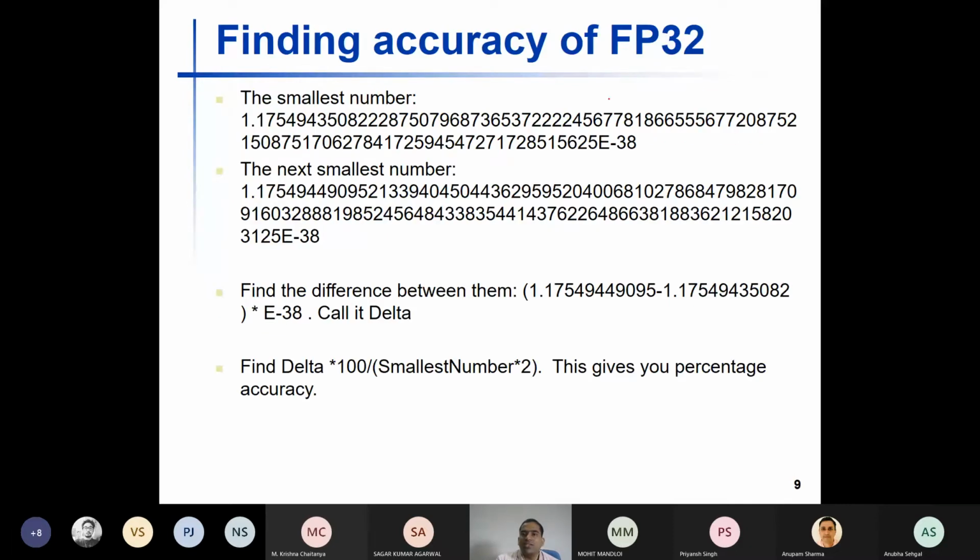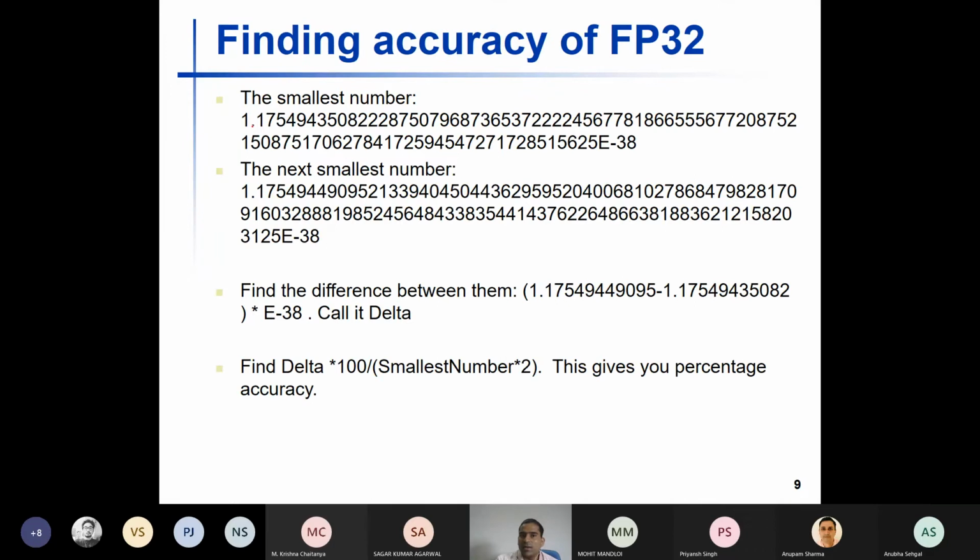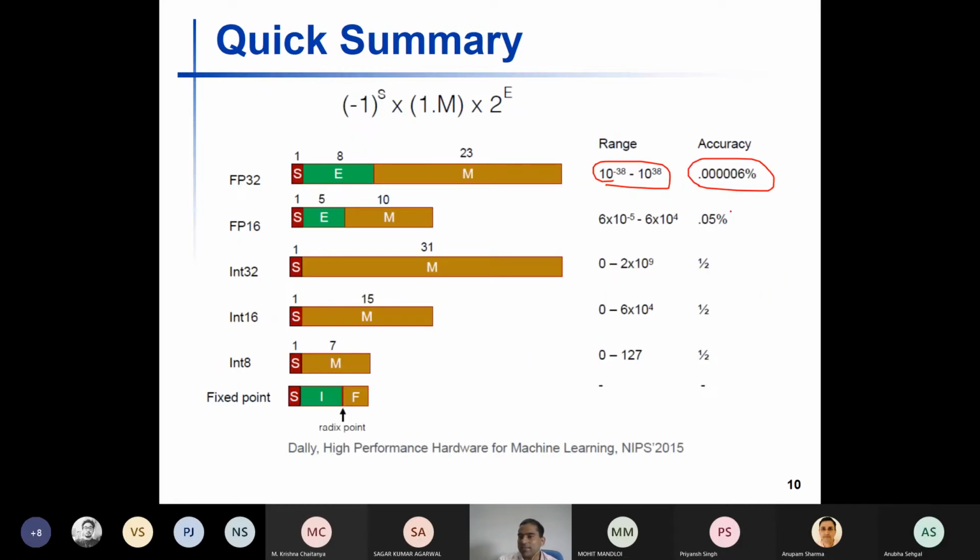Now, how do we find accuracy of FP32? I think we have that range here. So I have shown you the range. Now let us talk about the accuracy. The smallest number I can represent is this. The next smallest number that I can represent is this. Now, if we find the difference between them, we call it a delta. And if we find delta into 100 divided by smallest number into 2, this gives us the percentage accuracy. And that percentage accuracy is this.